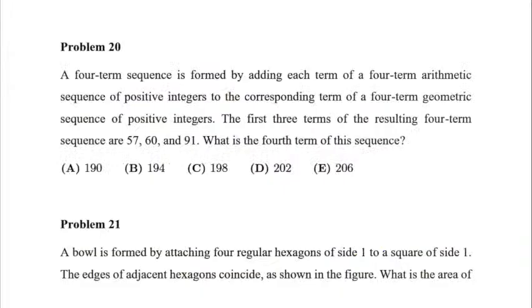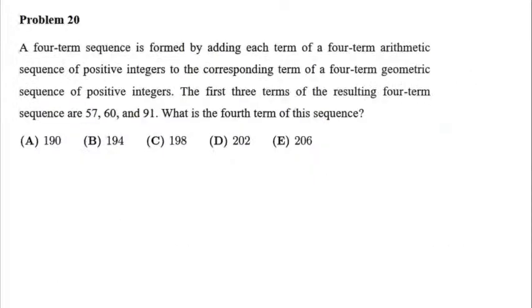AMC 10A 2022, problem number 20. A four-term sequence is formed by adding each term of a four-term arithmetic sequence of positive integers to the corresponding term of a four-term geometric sequence of positive integers. The first three terms of the resulting four-term sequence are 57, 60, and 91. What is the fourth term of this sequence?